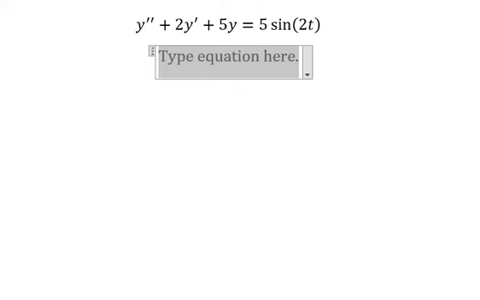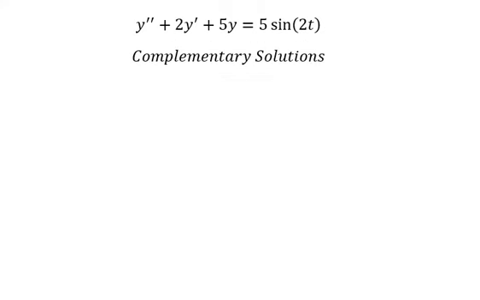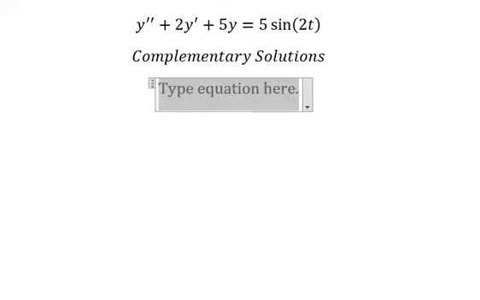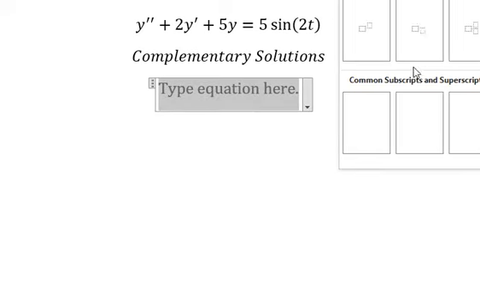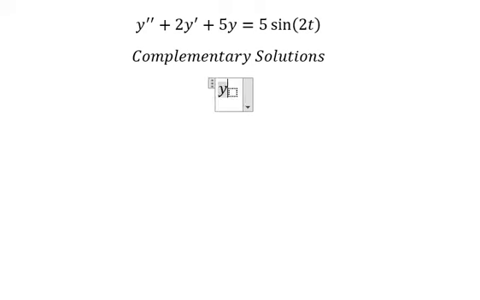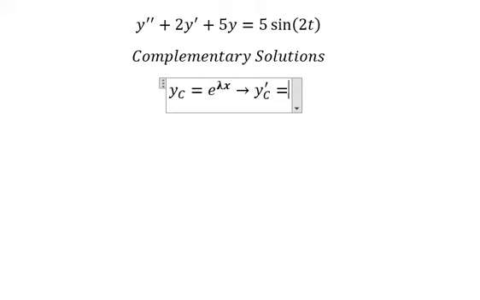We need to find the complementary solutions. So I will put yc equals e to the power of lambda s. So if we do the first derivative of this one, we have lambda e to the power of lambda s.